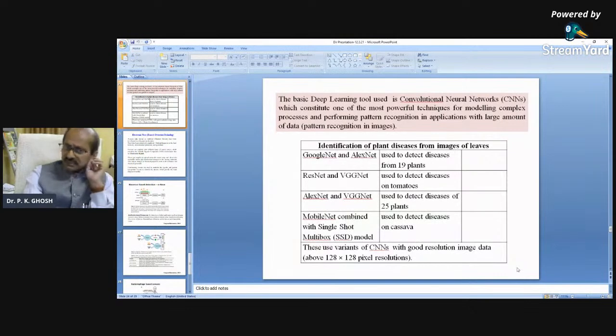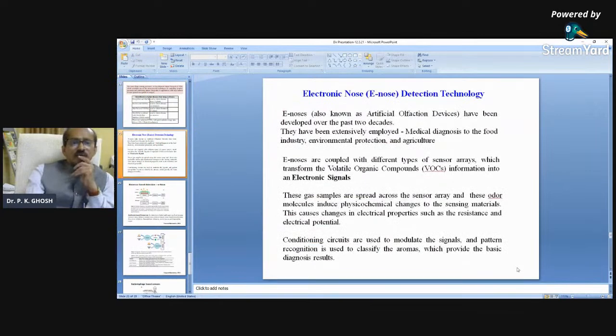Now, some of the deep learning is used for plant disease image generation of different leaves of various crops. This work is already going on. Now, there is another detection technology. This is sensor based, and it needs a volatile organic compound. When this volatile compound passes across the sensor, the molecules induce physicochemical changes in the sensing material, and ultimately using this we can identify whether the disease is caused by a fungus or bacteria, or which disease it is.